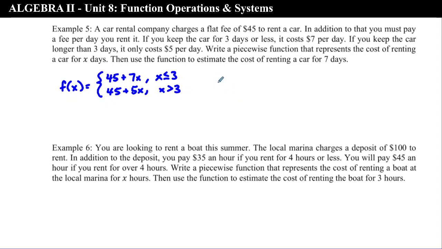And we want to know how much it would cost to rent the car for 7 days. So f of 7 equals, we're going to use the bottom part here, 45 plus 5 times 7, and that works out to 80. And again, we need a word answer to sum it up. It will cost $80 to rent the car for 7 days.